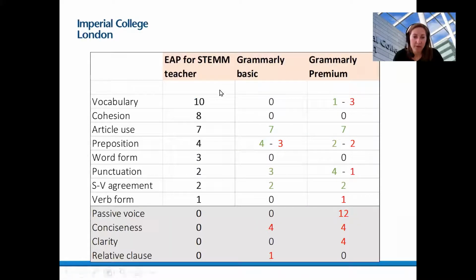So I found that with this student, there was again, vocabulary was a priority. Also cohesion was a real issue for this student. And the student needed to address these cohesion issues in order to improve their text. Interestingly, Grammarly really didn't pick up on these issues in any great way. They did pick up on all 7 of the article use issues that I did.